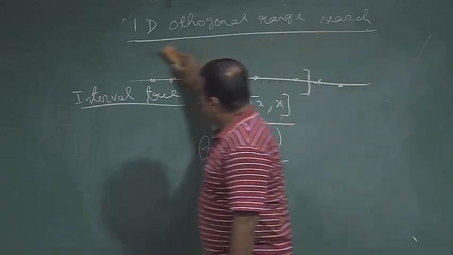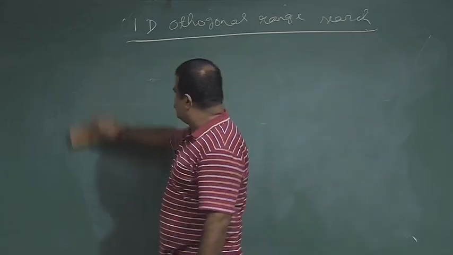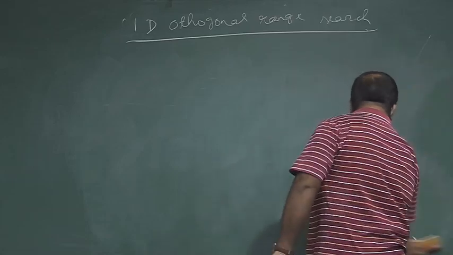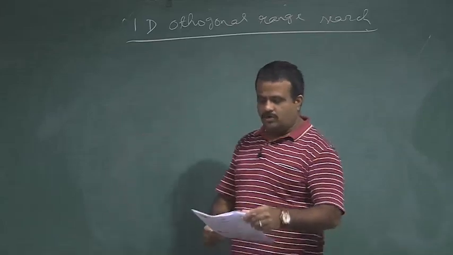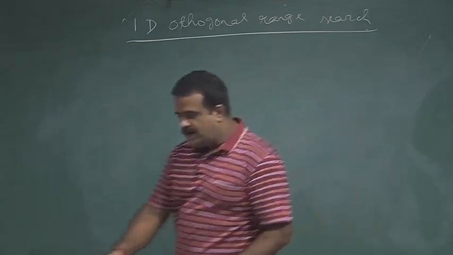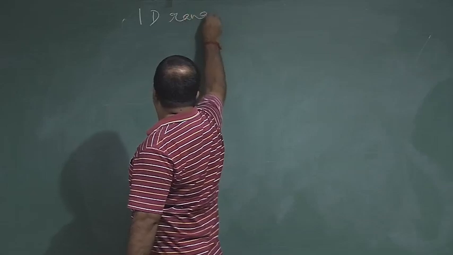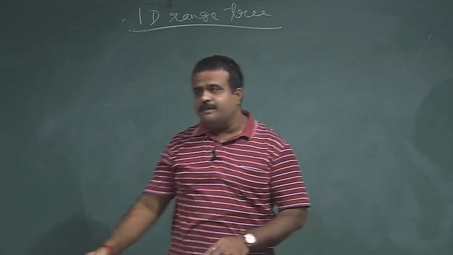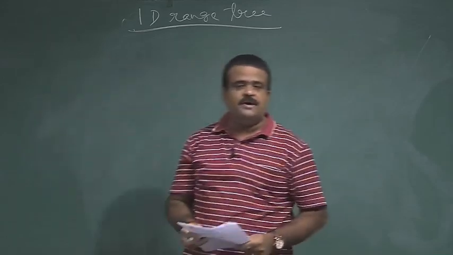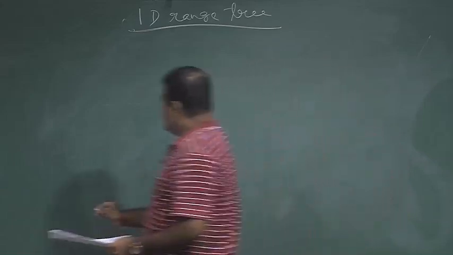Now we are going to discuss a method called range search tree, which will give us order of log n plus k, and that method can easily be extended for 2D also. This is called a 1D range tree, or range search tree. The idea is to keep all the elements in the leaves, and we will form a balanced binary search tree. Let us take an example.